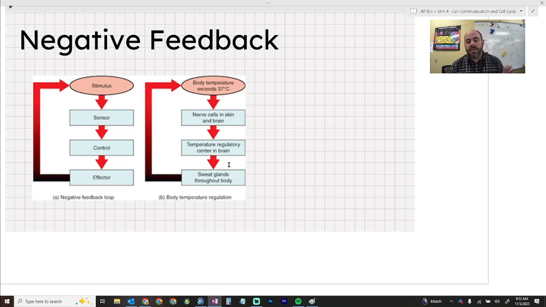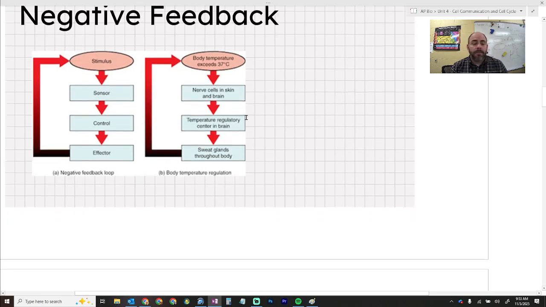And it's going to send out a messenger to the sweat glands to release sweat, which is going to go back and cool the body down to below 37 degrees Celsius or around that in order to keep the body at the norms, right? It's where the product of the process turns off the process. And so what would happen as a result of getting to 37 or below, sweating would stop, right?